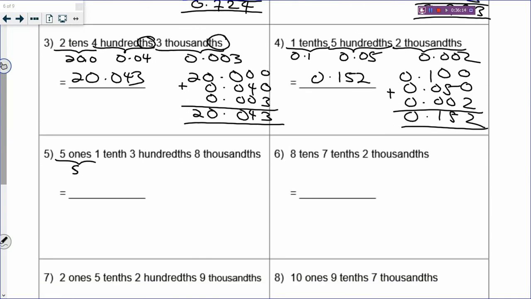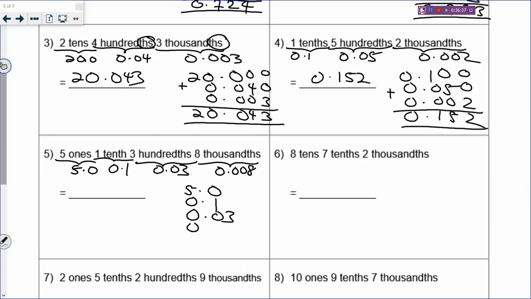5 ones, so you have 5.0. 1/10 will be 0.1. 300 will be 0.03. 8000 will be 0.008. And then you add them together: 5.0, put the decimal point one below the other, then 0.03, then 0.008. Remember to put the zeros in the blank spaces so that it's easier to add, and you have 8, 3, 1, and 5. So your answer is 5.138.